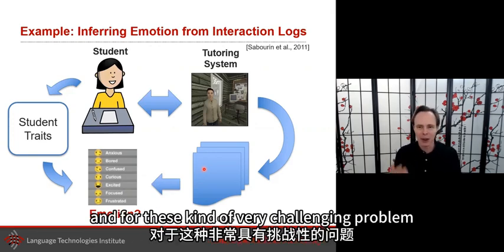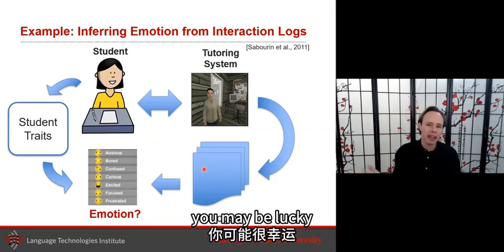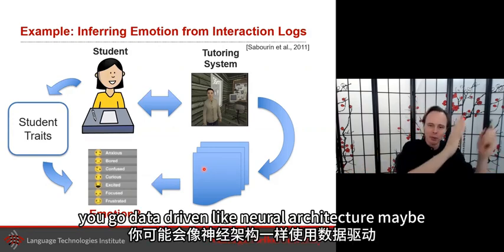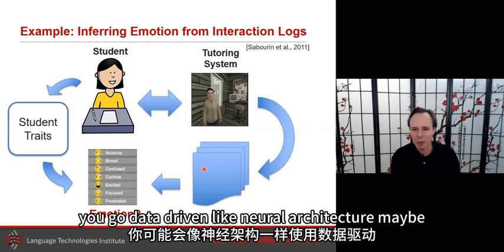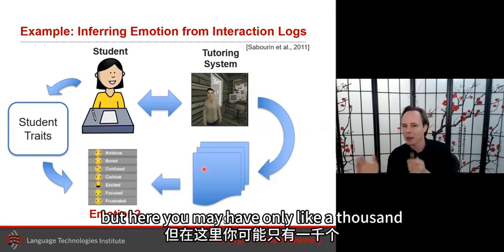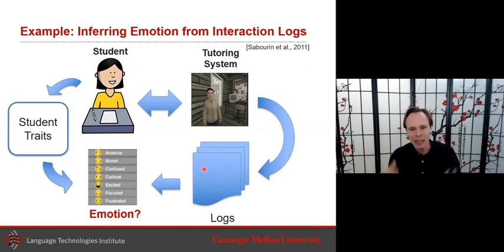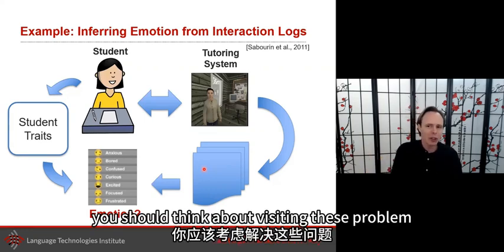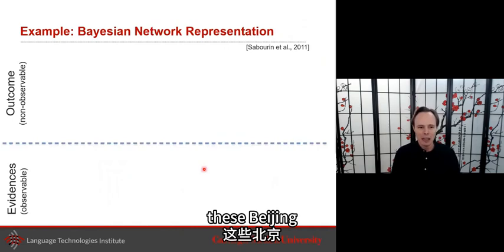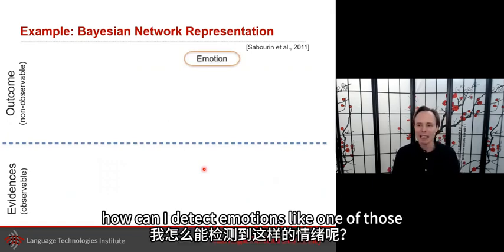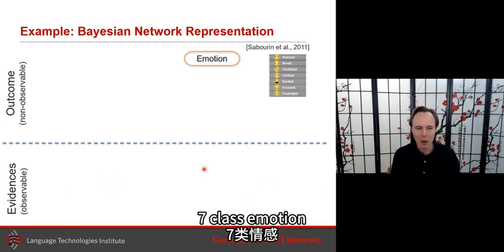And for these kind of very challenging problems, you may be lucky and have millions and millions of examples, in which case you go data driven, like neural architecture maybe. But here you may have only 1,000, maybe even 500. In this kind of situation, you should think about revisiting these Bayesian problems. So let's work together and find how I can detect emotions, like one of those 7-class emotions.